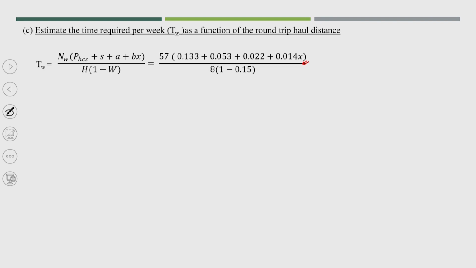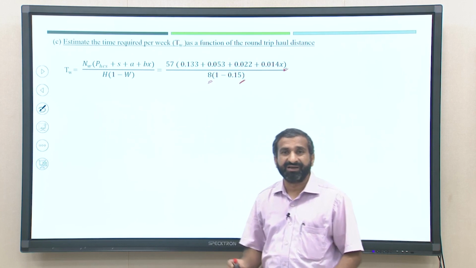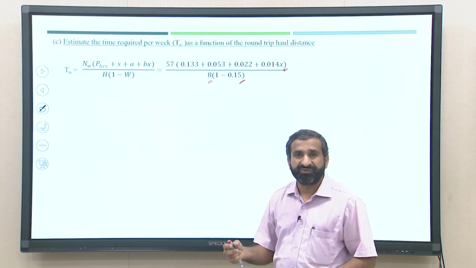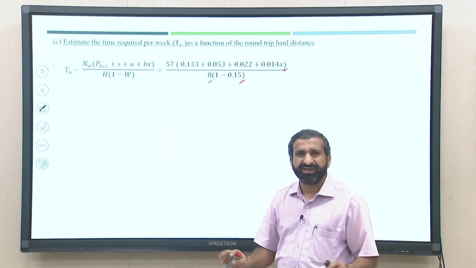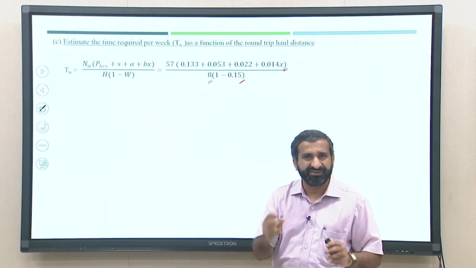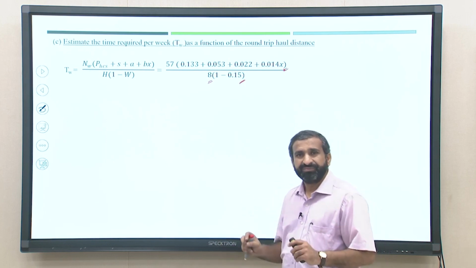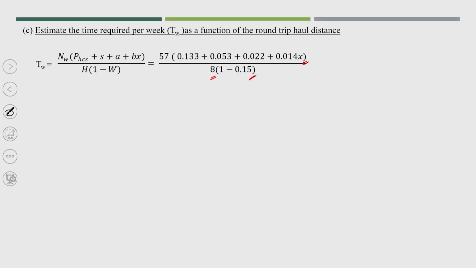And H we already know is 8 hours of operation time in a day, and W is also 0.15. Suppose these values of capital H and W, the off-route factor, are not given in the problem, you assume them, because every time H will be 8 hours and W will be 0.15. So that comes out to 1.74 plus 0.12x days per week.